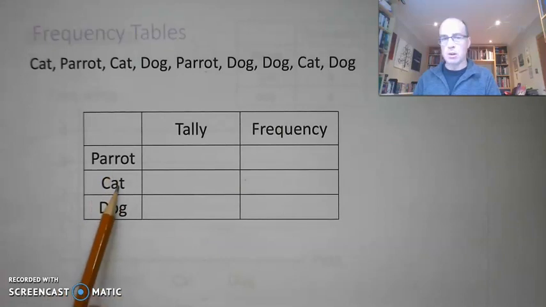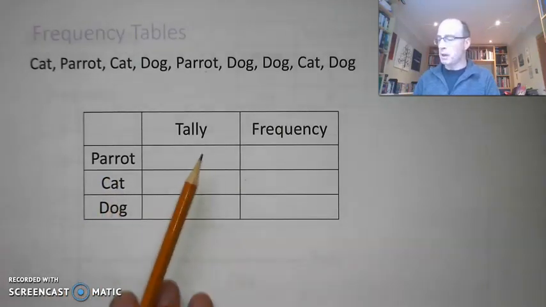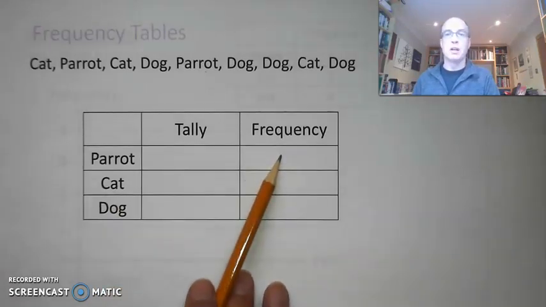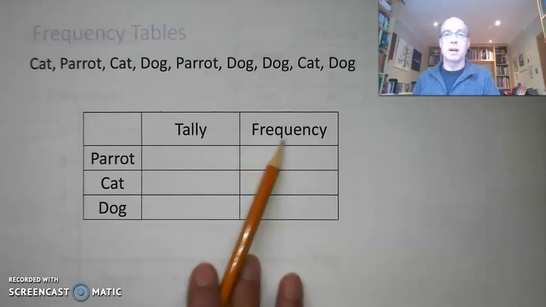So I've got one row for each of my different types of pets. I'm going to come up with a tally score and I'm going to have my frequency. And all I mean by that is how many. So my frequency is my count.